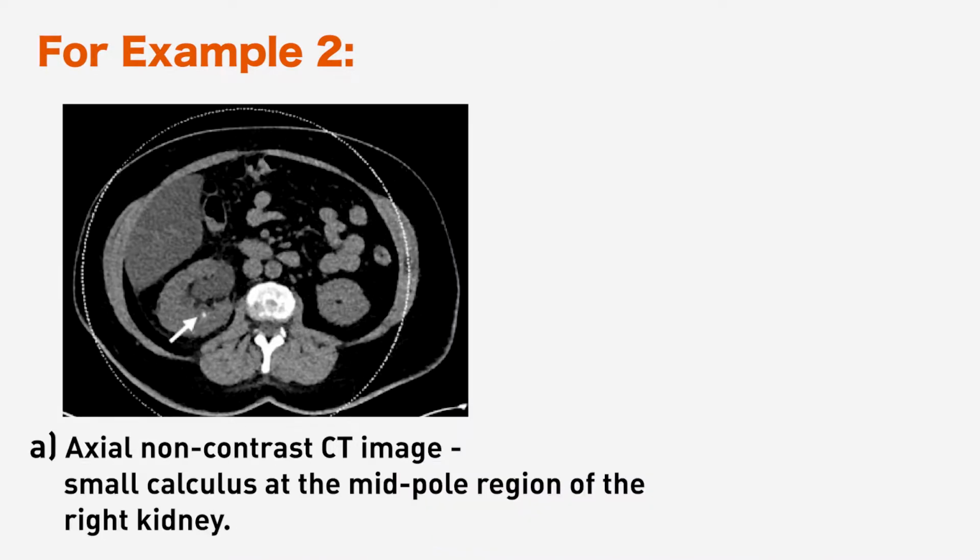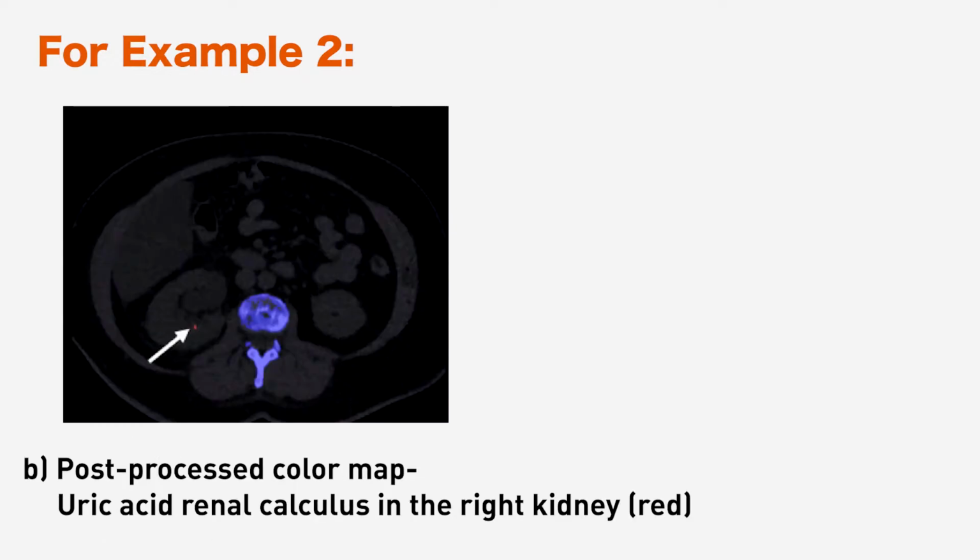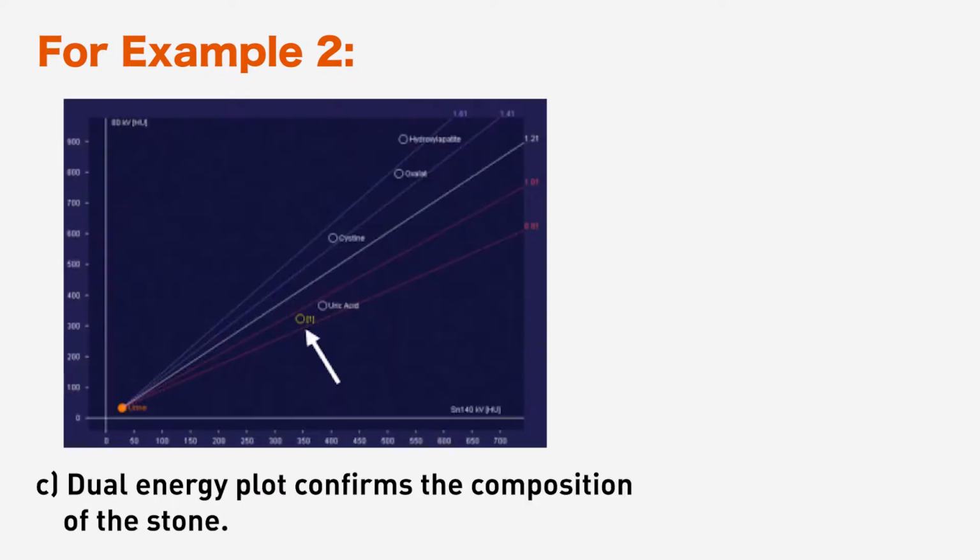A is an axial non-contrast CT image, which shows a small calculus at the mid-pole region of the right kidney. The post-processed color map in B shows a uric acid renal calculus in the right kidney, which is colored in red. The picture in C shows that the dual energy plot confirms the composition of the stone is uric acid.